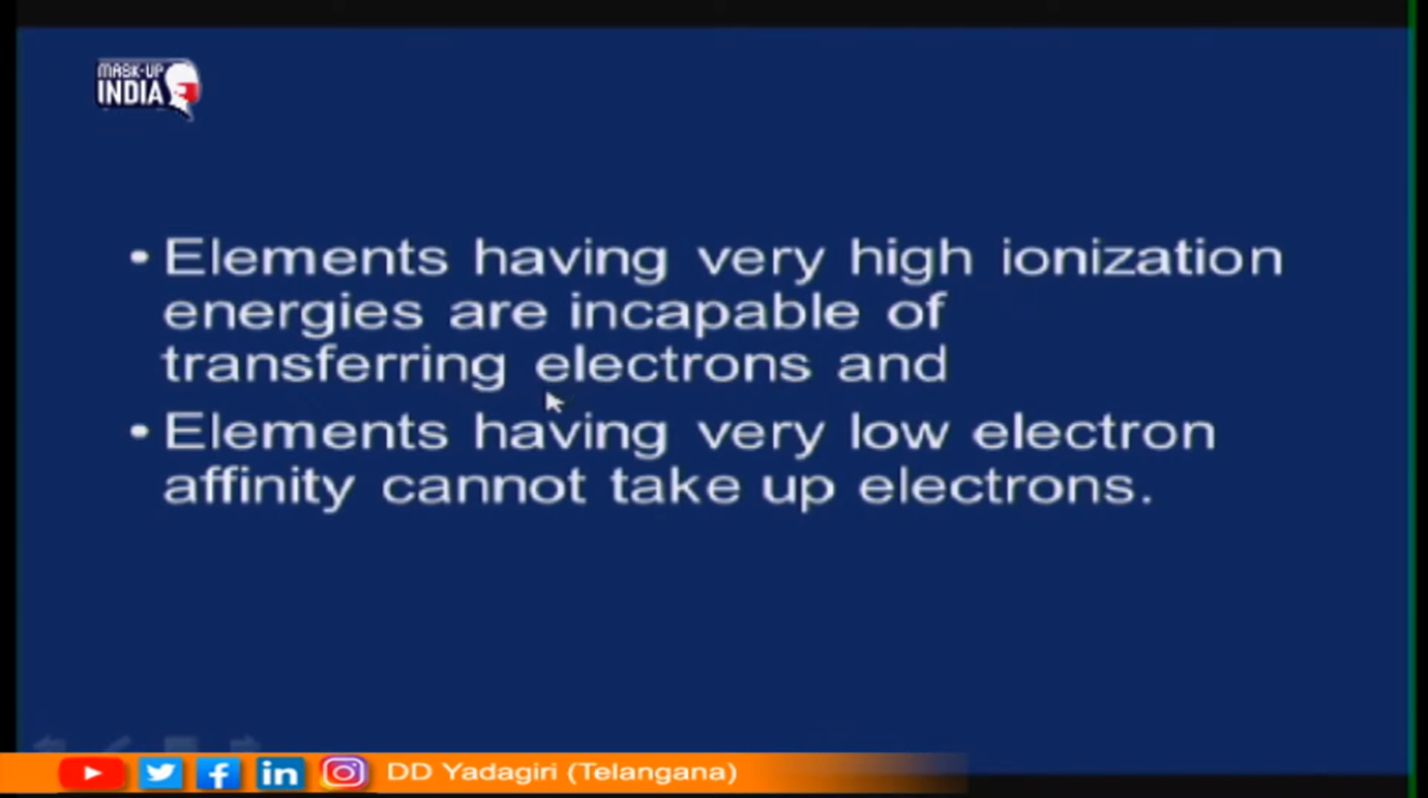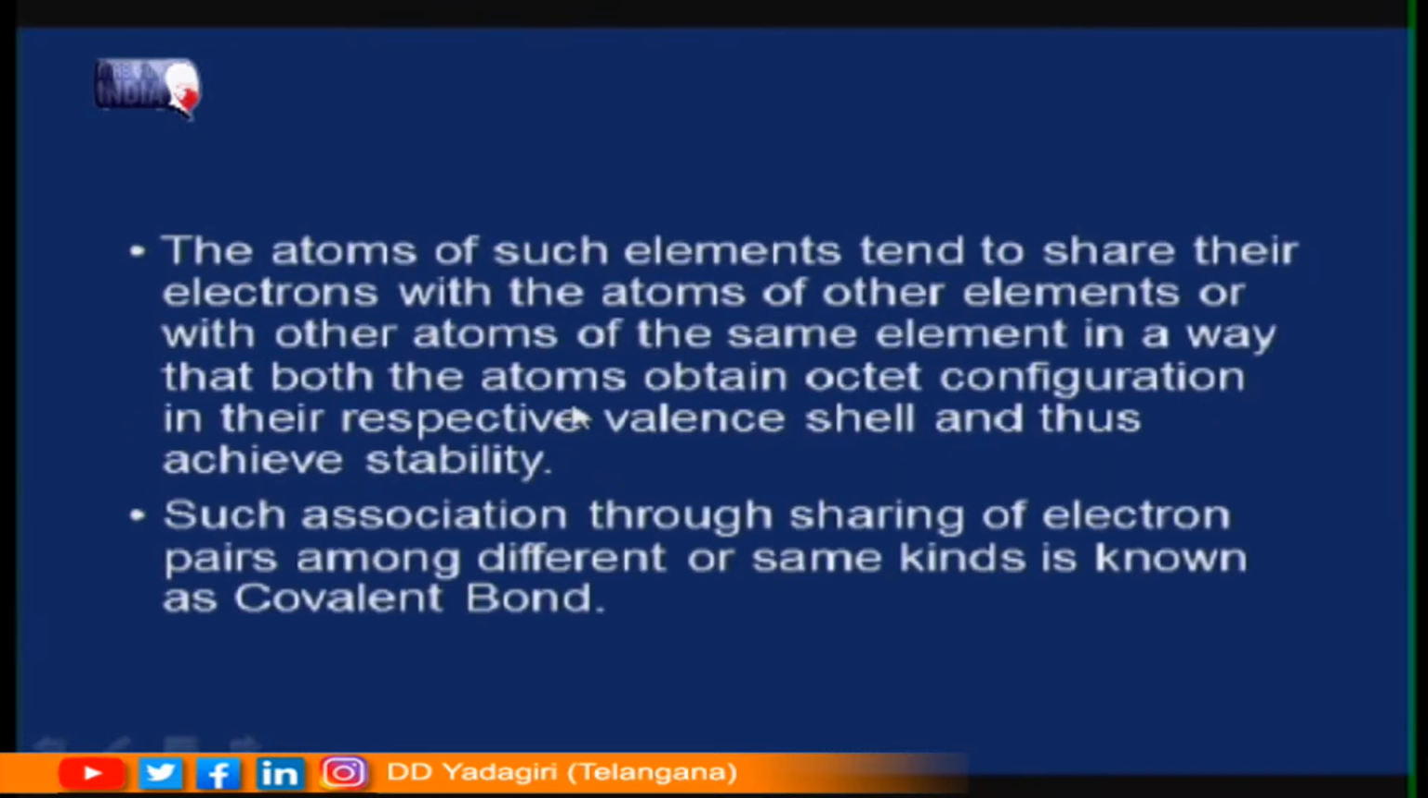So, children, elements having high ionization energies cannot lose electrons because they have to absorb a lot of energy to lose that electron. And if they have very low affinity, then they cannot take up electrons. So, the atoms of such elements neither lose electrons nor gain electrons, but they tend to share their electrons with the atoms of other elements or with the atoms of the same element.